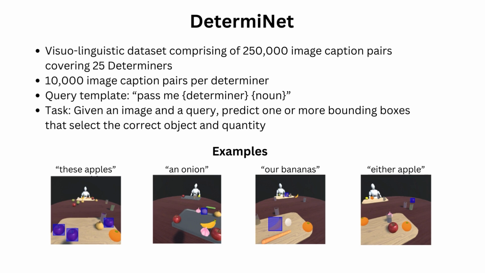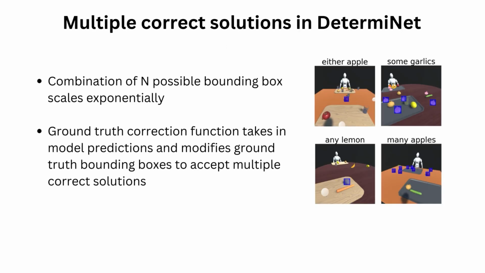For example, the caption "These apples" indicates selecting apples that are closer in proximity and that more than one apple is selected. The nature of determiners means that there is the possibility for multiple correct answers. For example, in the scene "either apple", labeling either of the apples would be correct. To accommodate for this, we have included a ground truth correction function in our evaluation to accept multiple correct solutions.